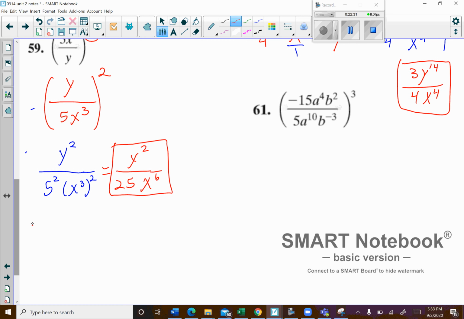Let's see, this is our last one. It looks really bad. It's not going to be that bad, though. What we want to do is simplify inside before we apply the power of 3. So before we apply the exponent there, we want to see what we can clean up inside first. So let's see. We got negative 15 over 5, we got a to the 4th over a to the 10th, and we got b to the 2nd over b to the negative 3 power, all raised to the power of 3.